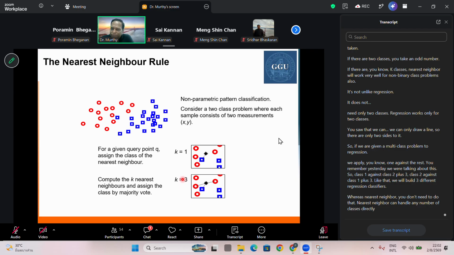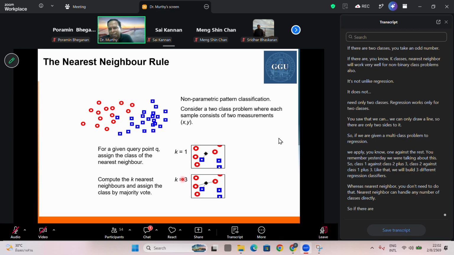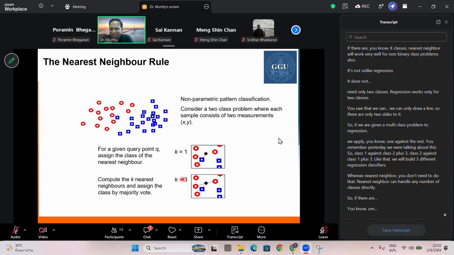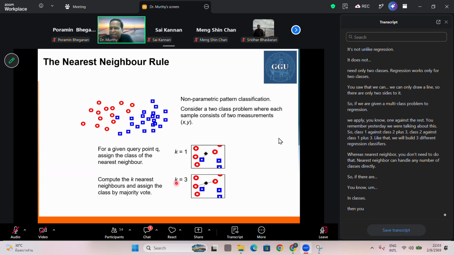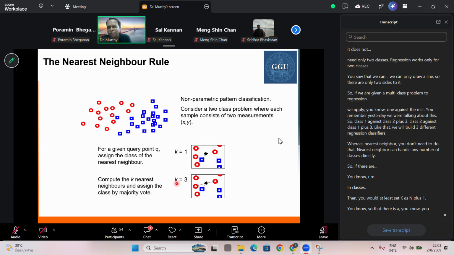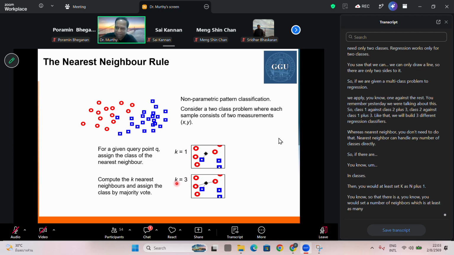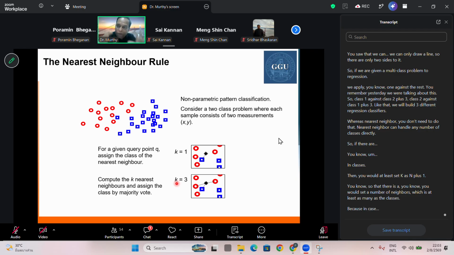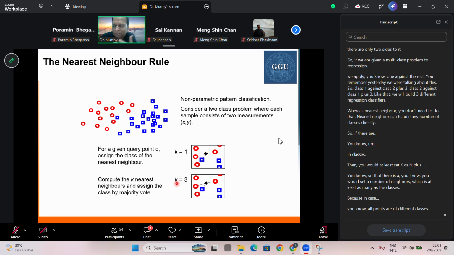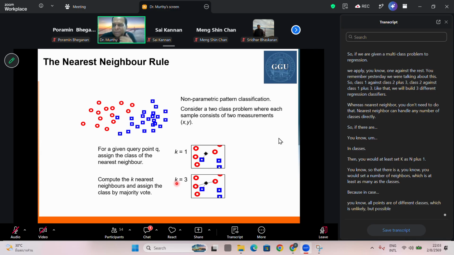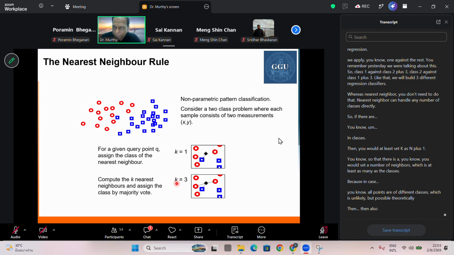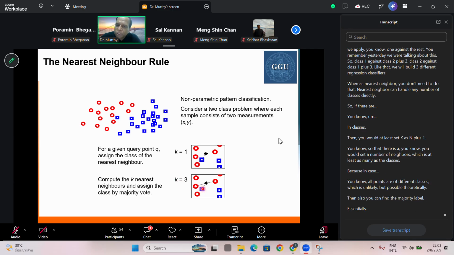So if there are n classes, then you would at least set k as n plus 1. So that you set a number of neighbors which is at least as many as the classes. Because in case all points are of different classes, which is unlikely but theoretically possible, then also you can find the majority label. Essentially, you're looking for a majority label.